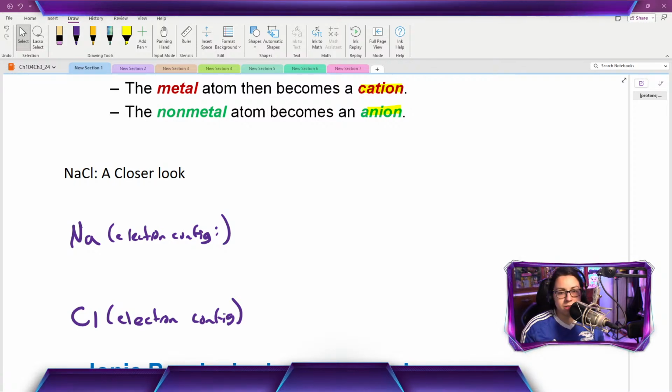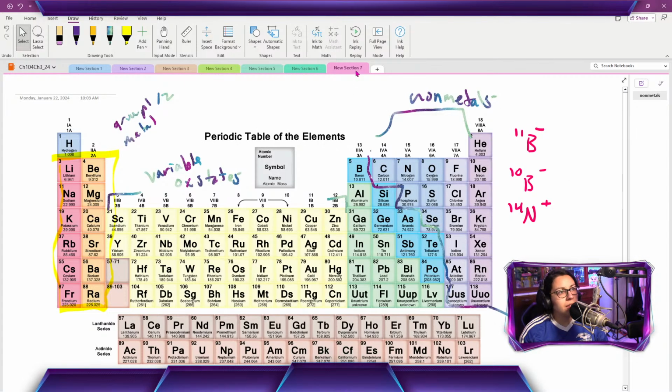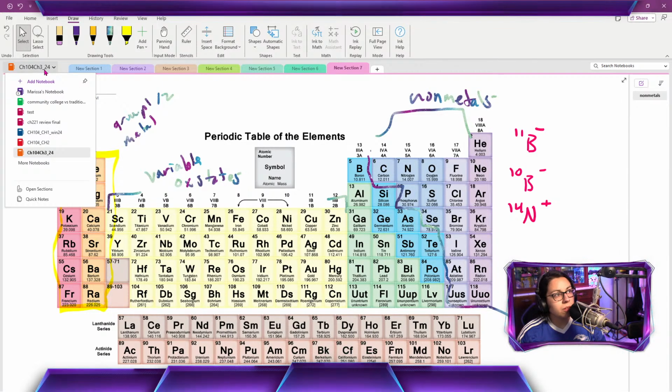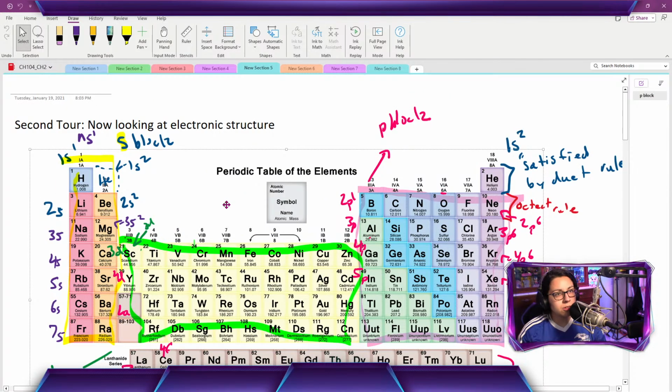If you're in the chat, go ahead and write out your electron configuration if you can, and let's start going through it together. You can also pull up your chapter 2 notes. This is where you want your periodic table marked, so right now you can reference it.